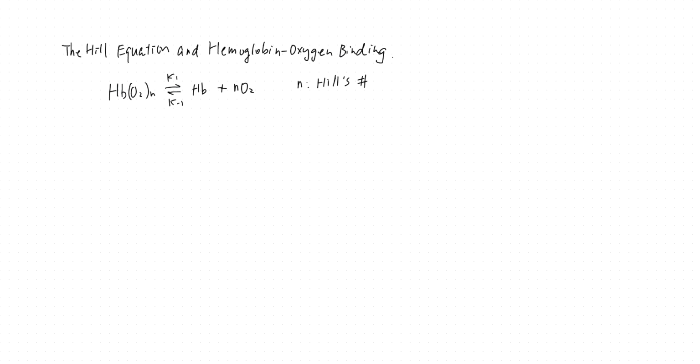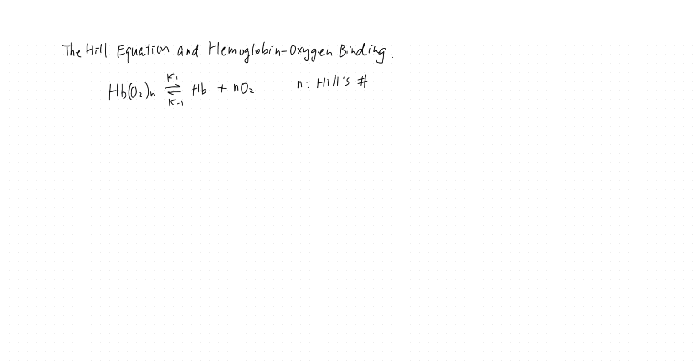This model assumes that multiple oxygen molecules bind simultaneously to a single hemoglobin molecule in a cooperative manner. This is the hypothesis behind the modeling. It's a simultaneous binding, not a one step, then two step, then three step process. This is the assumption. Then we have K1 and K minus 1, which are the reaction coefficients. K1 is the rate constant for the dissociation of oxygen, and K minus 1 is the rate constant for binding of oxygen.